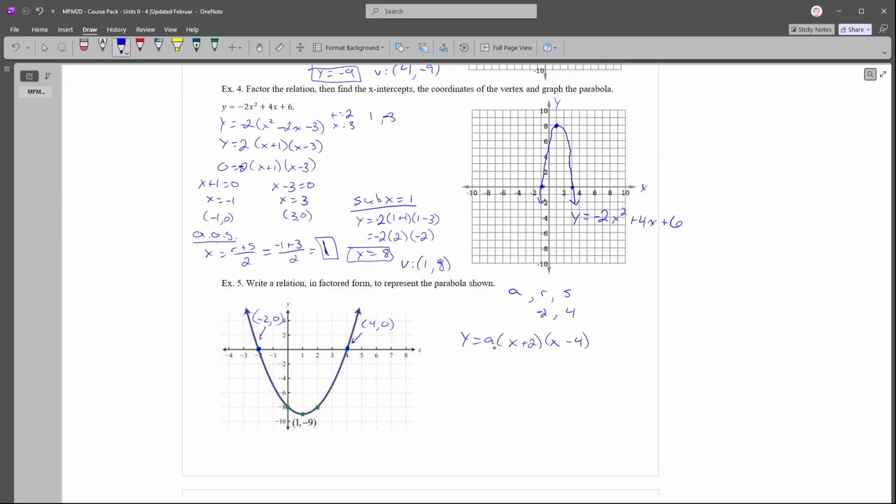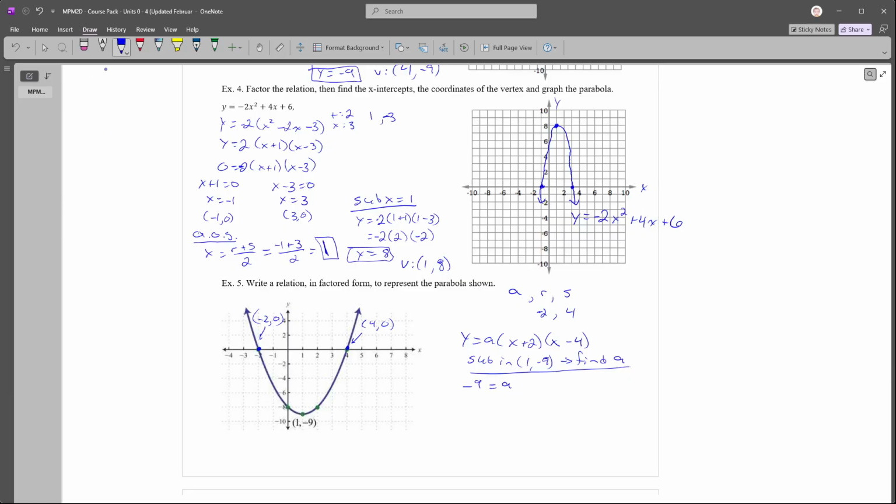We need to solve for a. That means that we need an x and a y. What x and y? Any point on the curve that is not one of the coordinates that we've already used. So we used both the x-intercepts, so we have to choose a different point. And we can see down here it told us that the vertex is located at (1, -9). So we're going to sub in (1, -9) to find a. That's the idea anyway. So y is -9, equals a, which is what we're looking for.